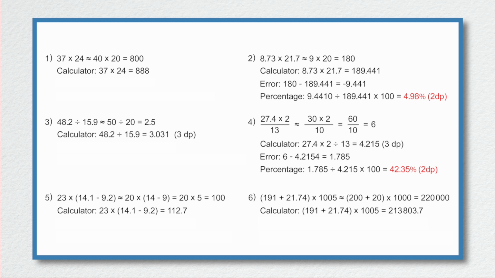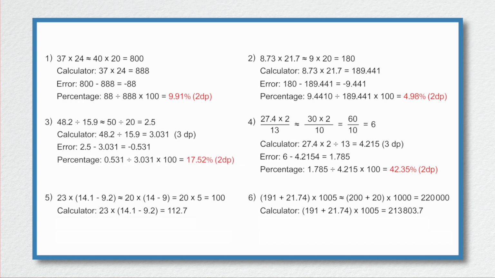Here are the errors and here are the percentages. For question 1, the error was minus 88 because the estimate was smaller than the actual calculation, and we ended up with a percentage of 9.91. For question 3, the error was minus 0.531. Again, the estimate was smaller than the actual answer, and we got a percentage of 17.52. For question 5, we got an error of minus 12.7 and a percentage of 11.27.